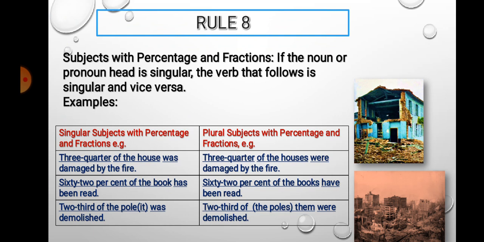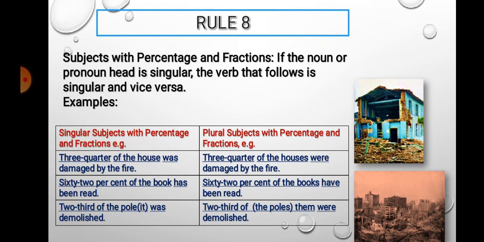62% of the book has been read. Let's assume you are reading a book that has, let's say, 100 pages. Then you have read 62 pages. So you've read 62% of the book. And again, you may have maybe 10 books with you, and you have read 60%, meaning that you have read up to 6 out of the 10 textbooks. So 60% of the books have been read.